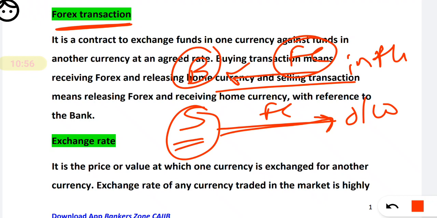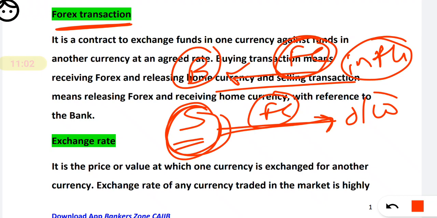You are buying foreign currency, you are selling foreign currency. You are buying, that's why it is inflow. You are selling, that's why it is an outflow.